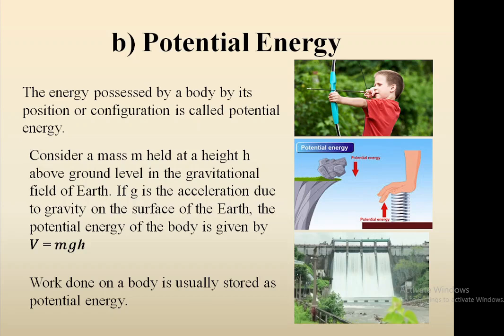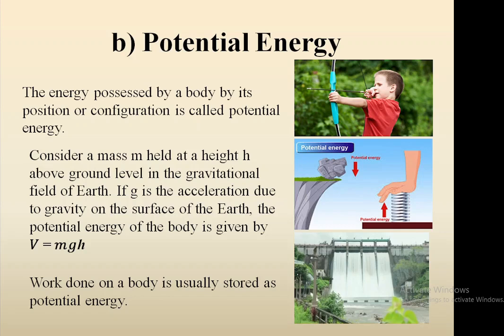So when an object is kept at a given height, it has a capacity to do work. That means the energy possessed by a body by its position or its state, here by its position or configuration, is called potential energy.